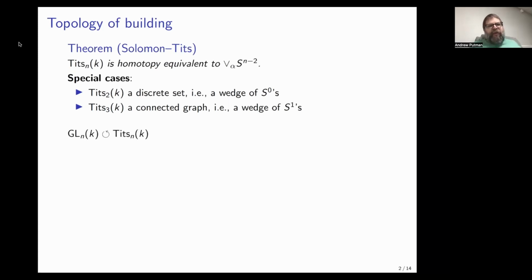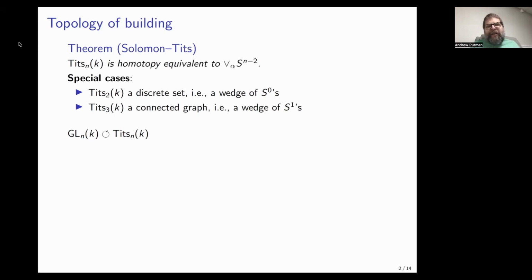Okay, so now I want to make an observation. Why did I introduce the Tits building? This is encoding the combinatorics of linear algebra. The main player in linear algebra is the general linear group. So GL_n K acts on the Tits building, because GL_n K acts on the vector space K^n by linear maps. That preserves subspaces. It takes a line to a line, a plane to a plane, and so on. And it also preserves incidence relations.